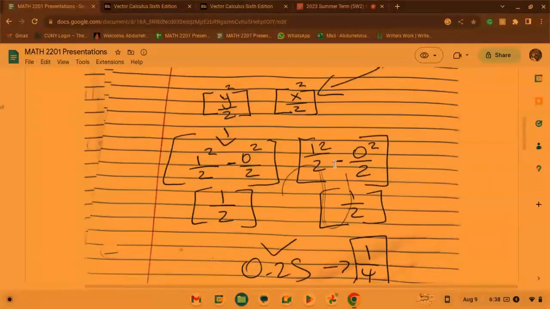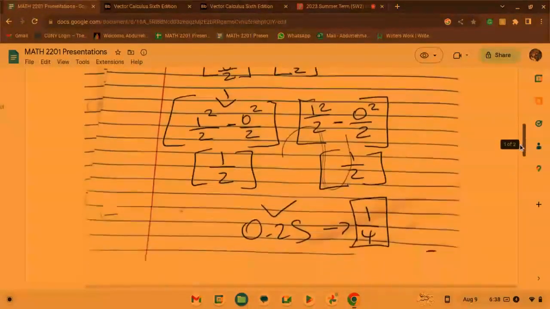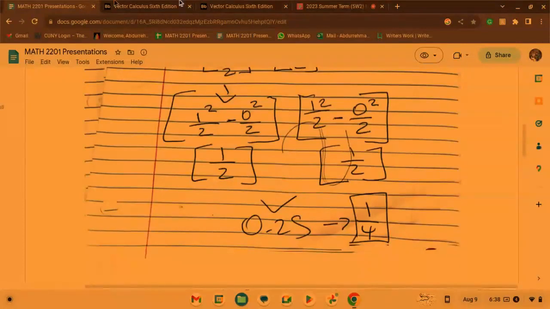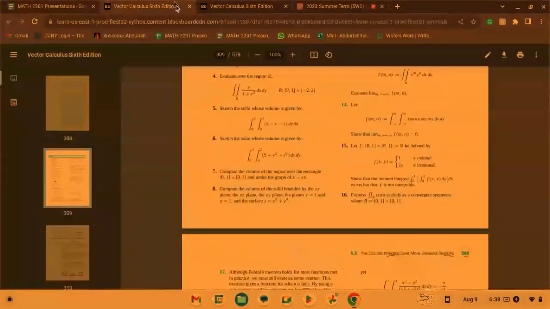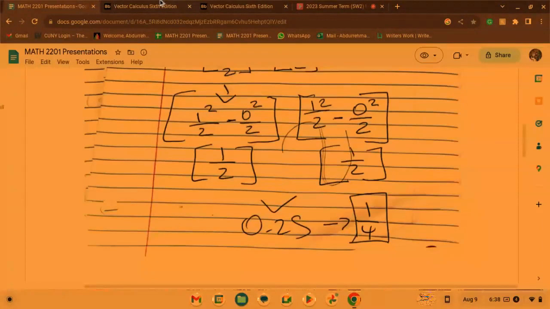So it's half and half, and of course they're being multiplied. When we multiply half and half, you get 1 over 4, so 0.25. That is the region over the rectangle and under the graph. That's the final volume, and it's confirmed by the book right here. Nice. Okay, good. Thank you.